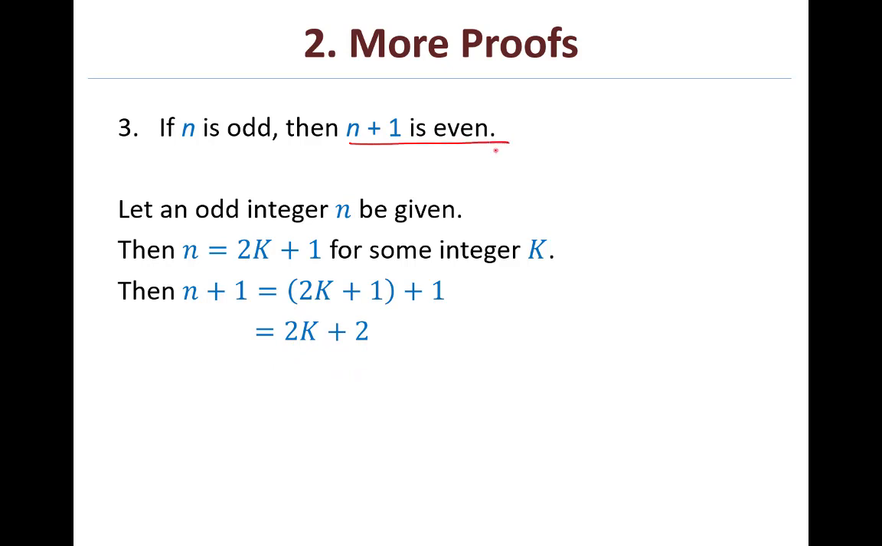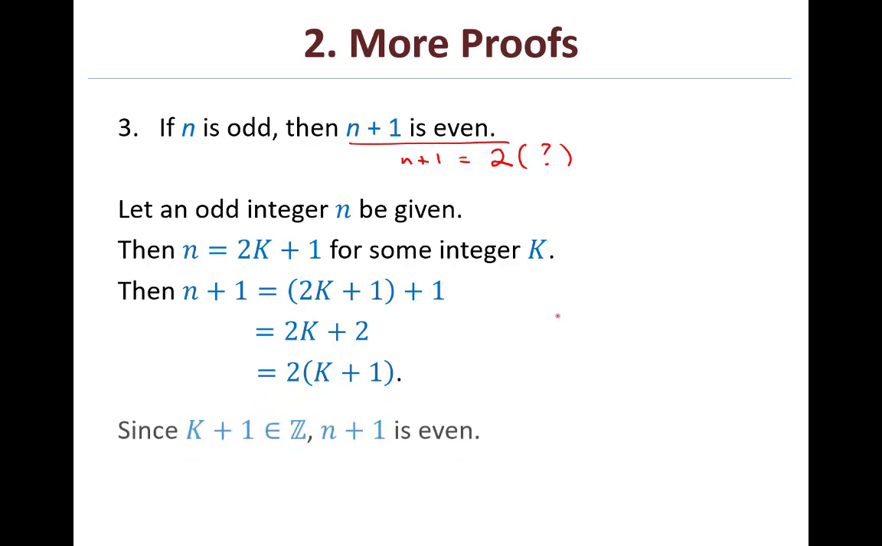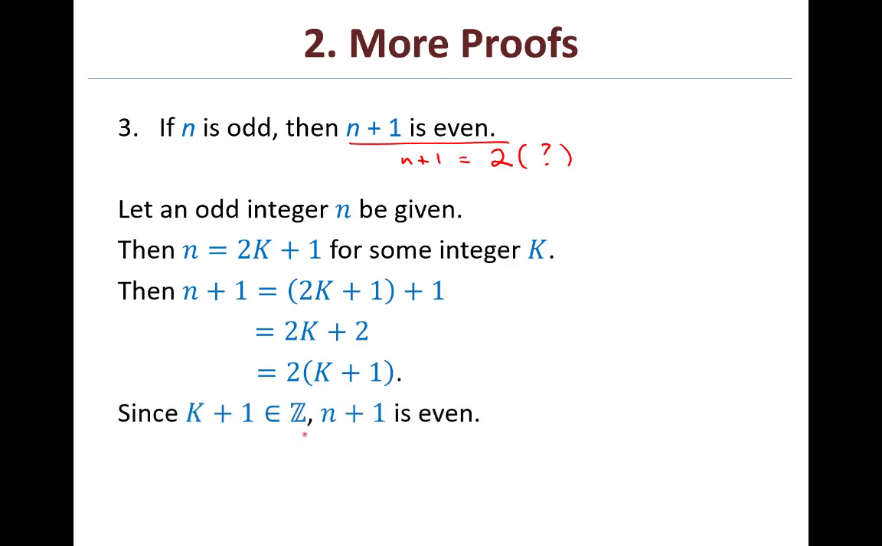What do I want to show? I want to show that n plus 1 is 2 times something. Do I have that here? Let's just factor out a 2. And this k plus 1, that is an integer. Since k plus 1 is an integer, n plus 1 is even. End of proof.